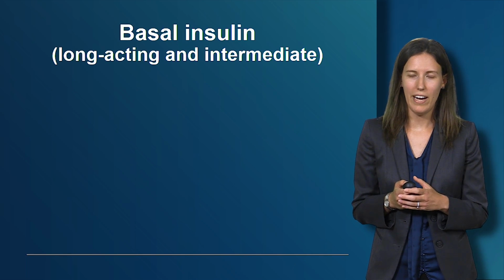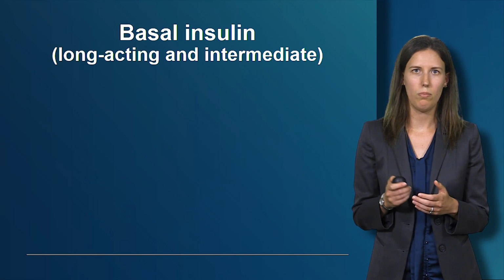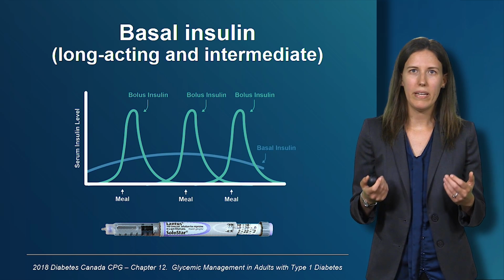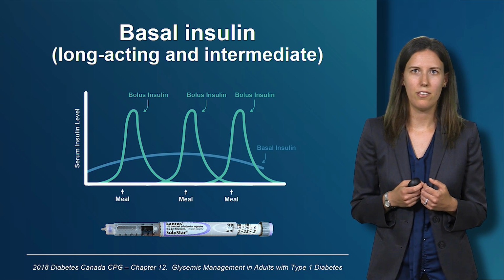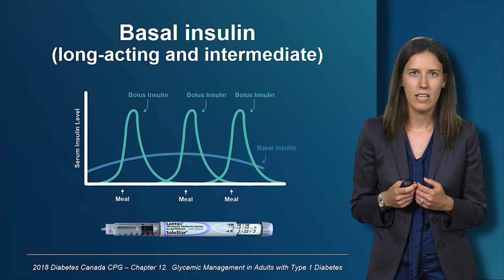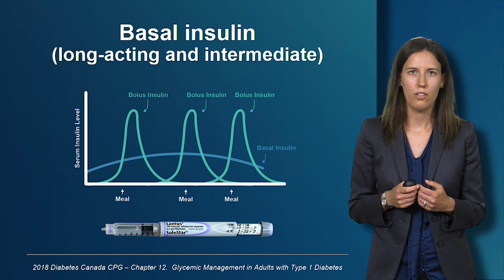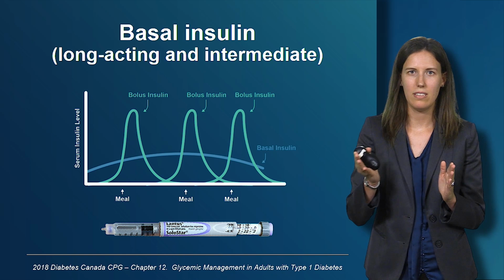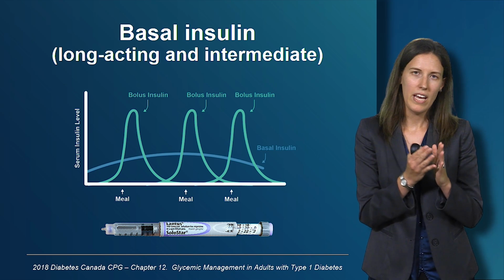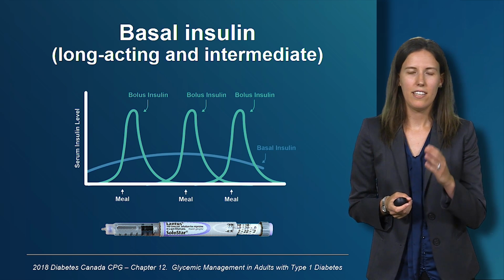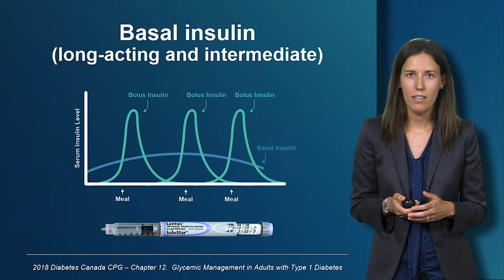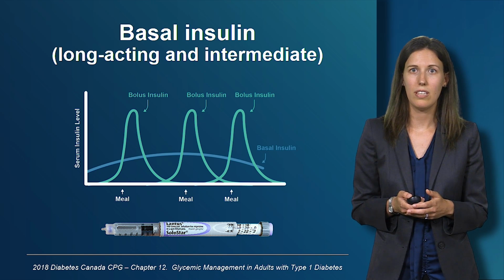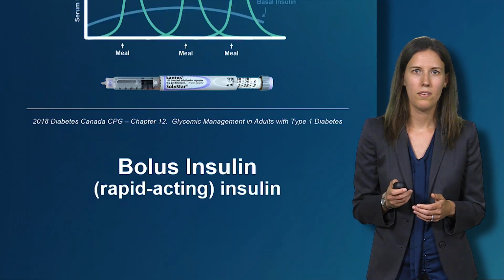Next, we're going to show a graphic just to explain these insulins a little bit more. So first, the basal insulin, which is the long-acting or intermediate-acting insulins. This is the blue line here on the graph, showing that it's the background insulin that keeps the blood sugar stable and in target in the morning. And here is an example of an insulin pen, a pre-filled pen that a patient would use to give themselves this insulin.